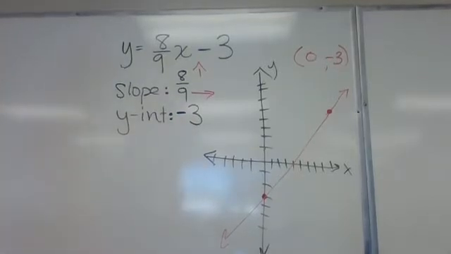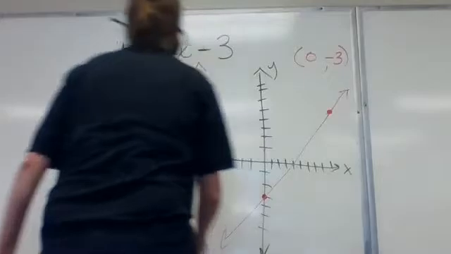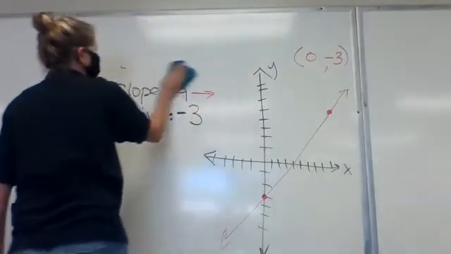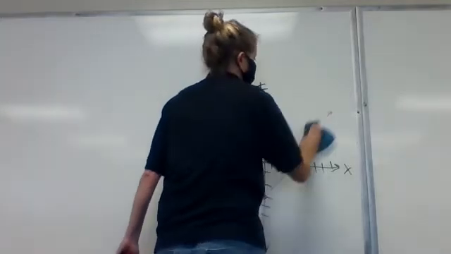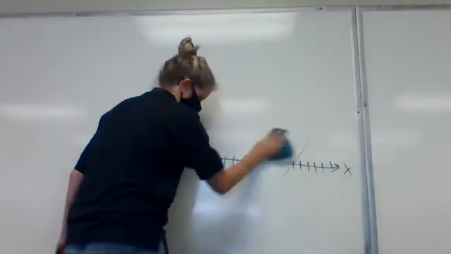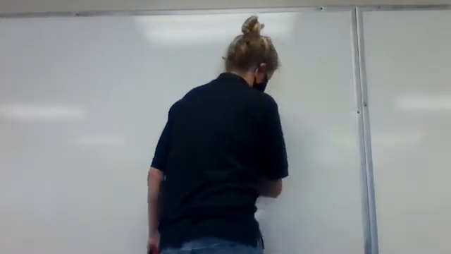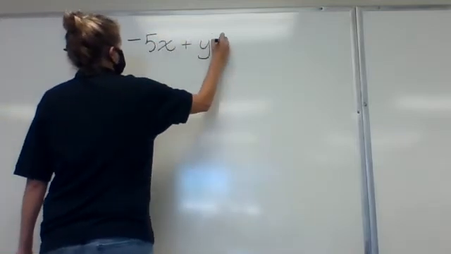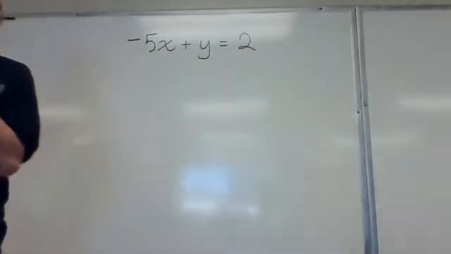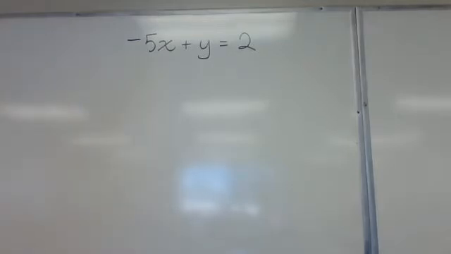Let's look at number 4. Negative 5x plus y equals 2. We didn't do them in class, but I think you might have done it on your homework. Negative 5x plus y equals 1. So this might be yours.